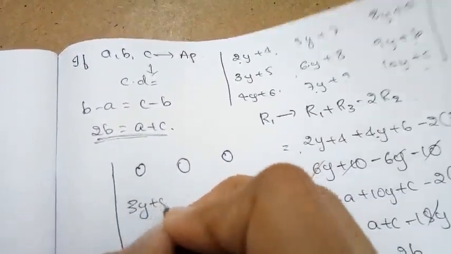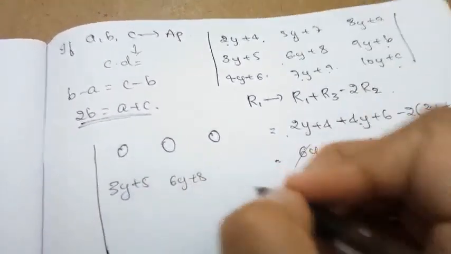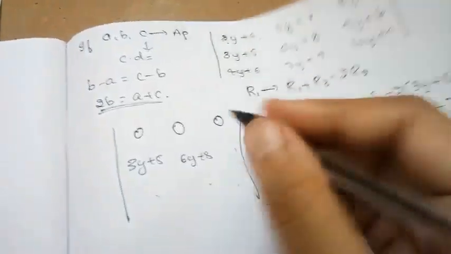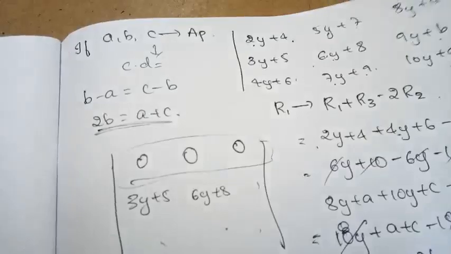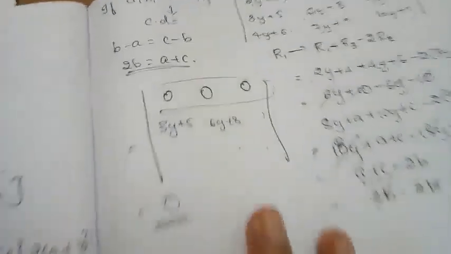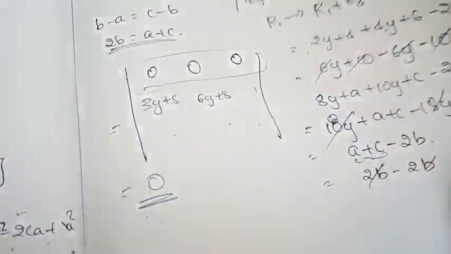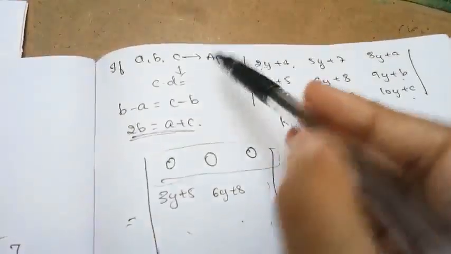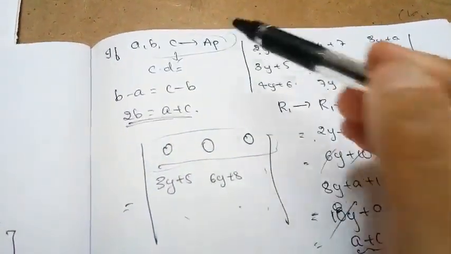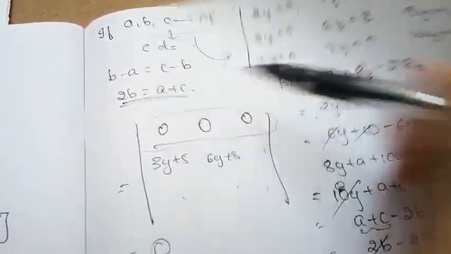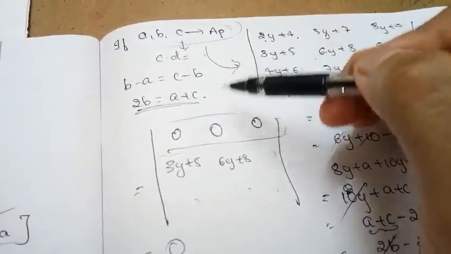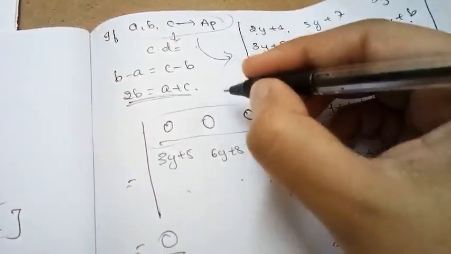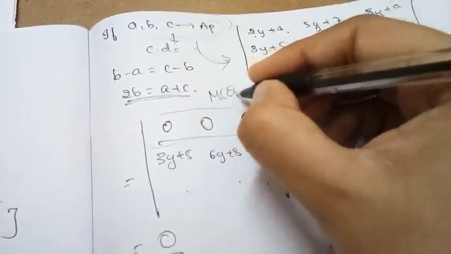Then the rest of the elements are as they are, 6y plus 8, and whatever the remaining is as it is. So if one complete row or one complete column is equal to 0, what happens? Then the determinant value is equal to 0. So the value of this determinant is equal to 0. So this is how we use the concept of A, B, C in AP when finding the determinant value. Please remember, this type of question is very helpful when it comes to MCQ questions.